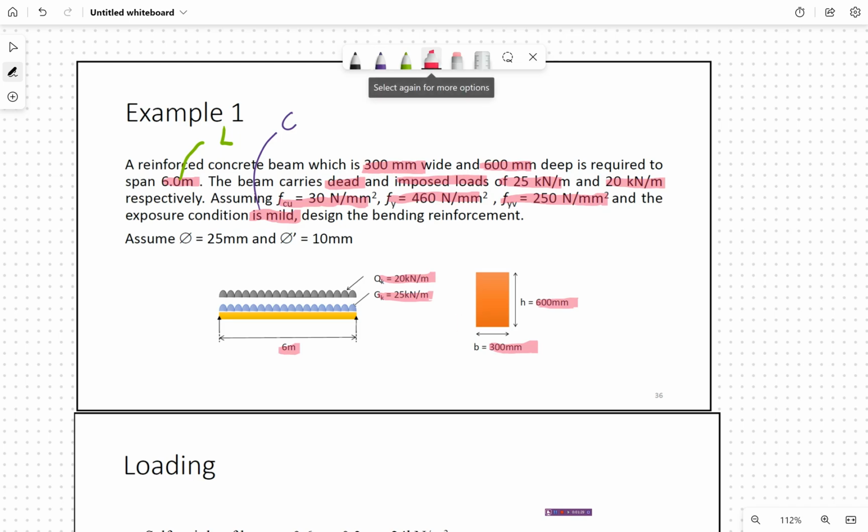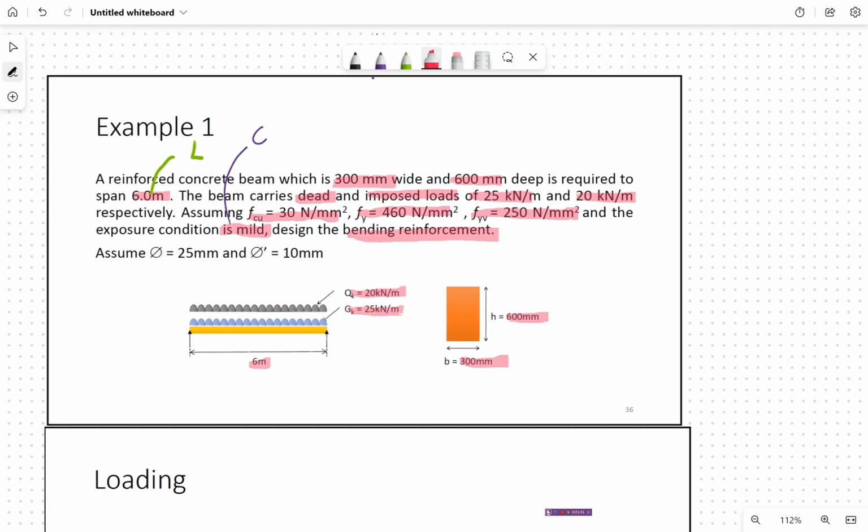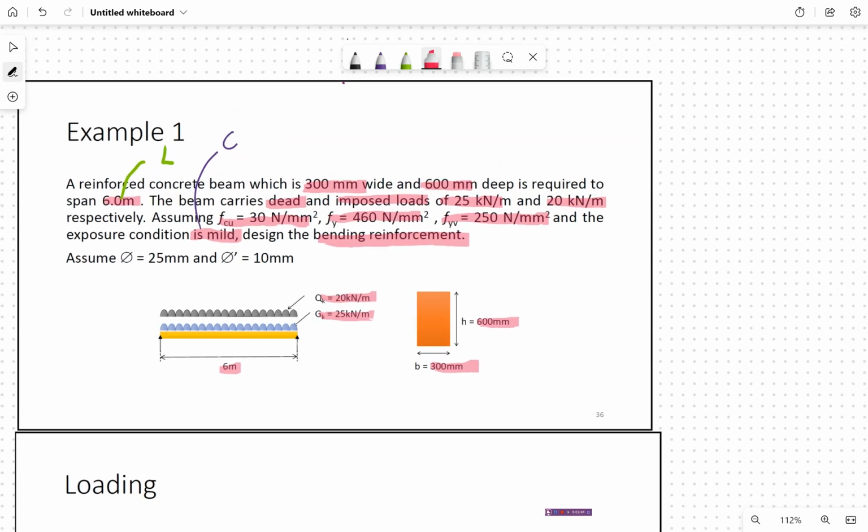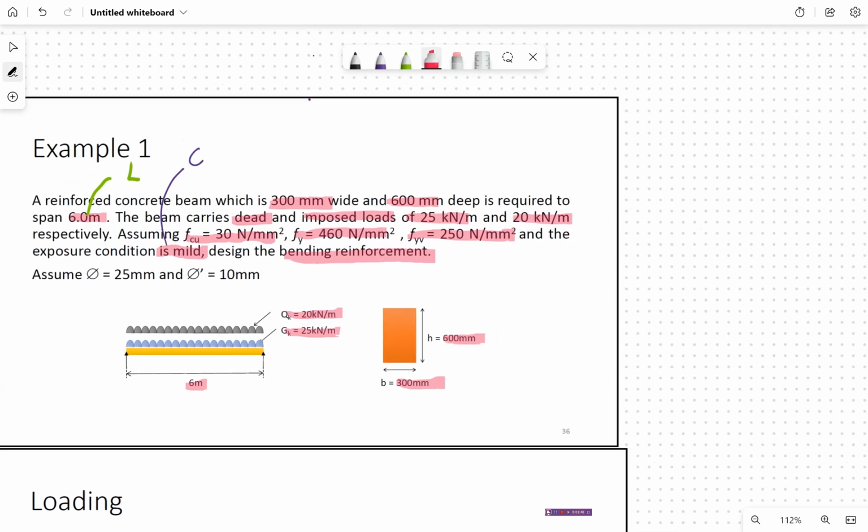Design the bending reinforcement means actually this question, bila kita belajar pasal design, obviously dia akan minta kita sketch. Okay, in order to do so, first we going to need to understand the question first. Okay, so the cross section already given.